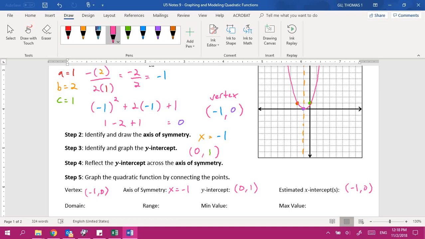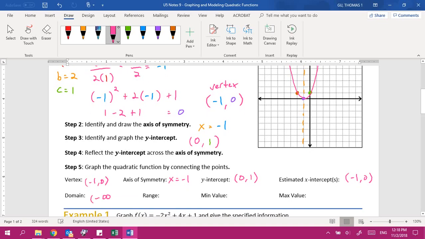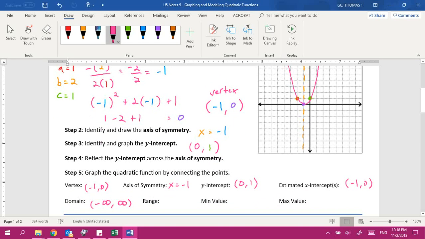All right, what's the domain of this quadratic function? Negative infinity to positive infinity. How did you get negative infinity to positive infinity? Because they don't stop. It doesn't stop on either side, that's true. It's always going to be like that for quadratics. What's the range?